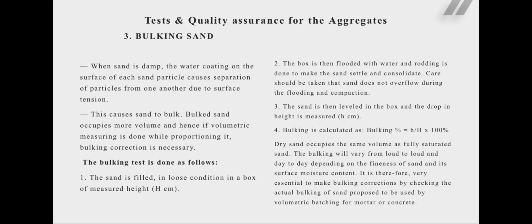The bulking test is done as follows. The sand is filled in loose condition in a box of measured height. The box is then flooded with water or rodding is done to make the sand settle and consolidate. Care should be taken that sand does not overflow during the flooding and compaction. The sand is then leveled in the box and the drop in height is measured. Bulking is calculated as bulking percent is equal to H1 over H2 times 100%.